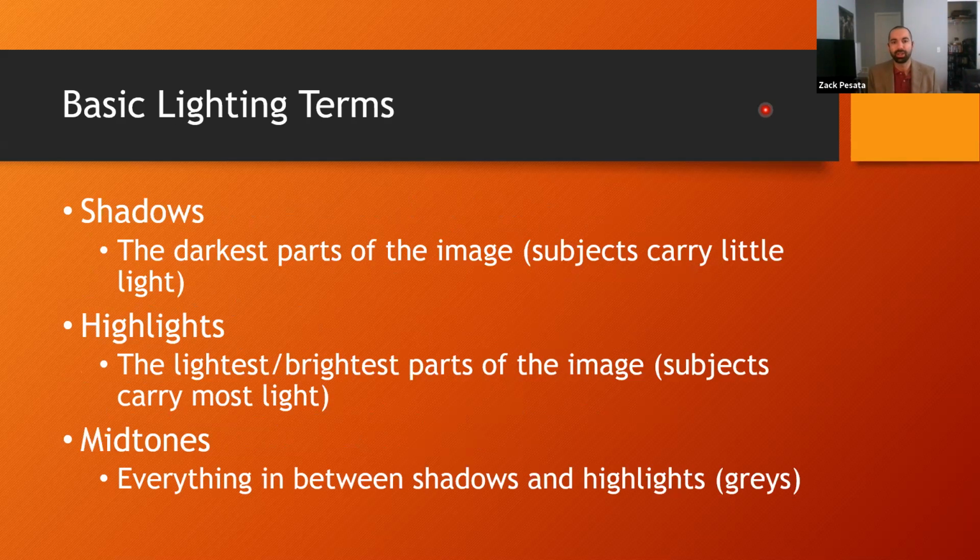Usually what we see is the black in an image is a shadow, while the whites or the hot spots are highlights. So again, shadows are just the darkest parts of the image. Highlights, these are the lightest, brightest parts of the image. Subjects carry the most light. Midtones is everything in between shadows and highlights.